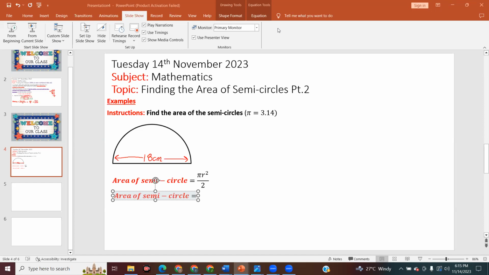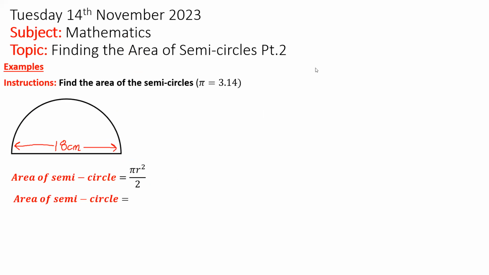So what is it? By definition, what is the definition of a radius? Half of a diameter. The radius is half of the diameter. What is the diameter in this case? 18 centimeters. The diameter is the entire length, from end to end. The whole thing is 18. That's the diameter. Remember, the radius is half of it.